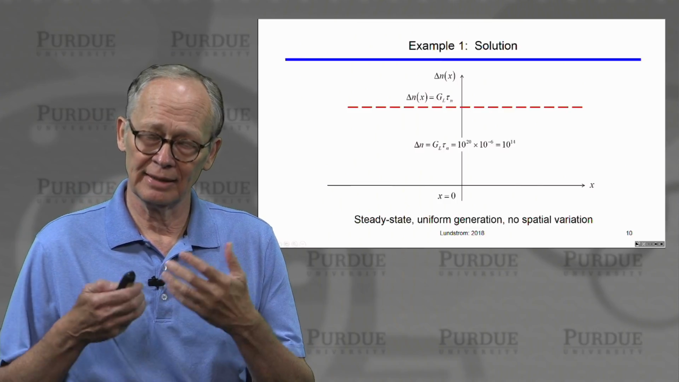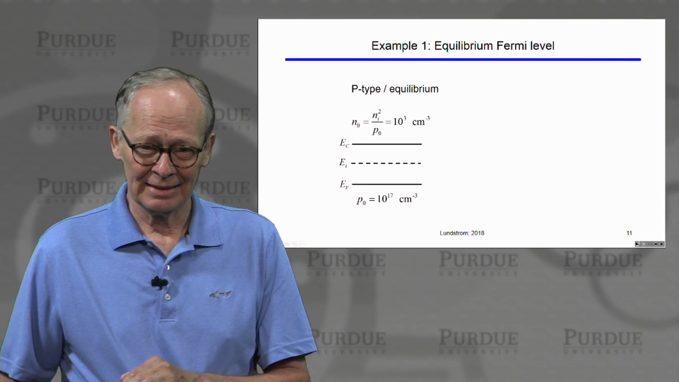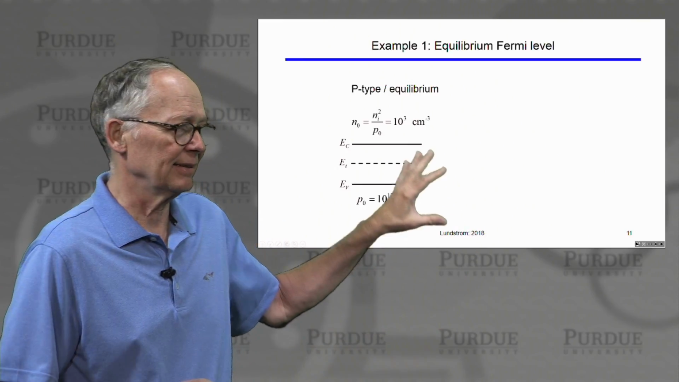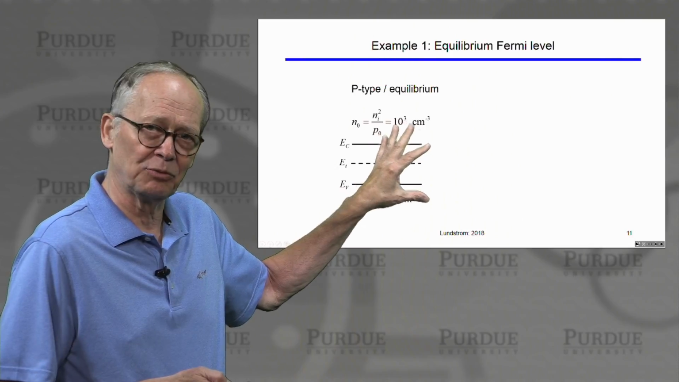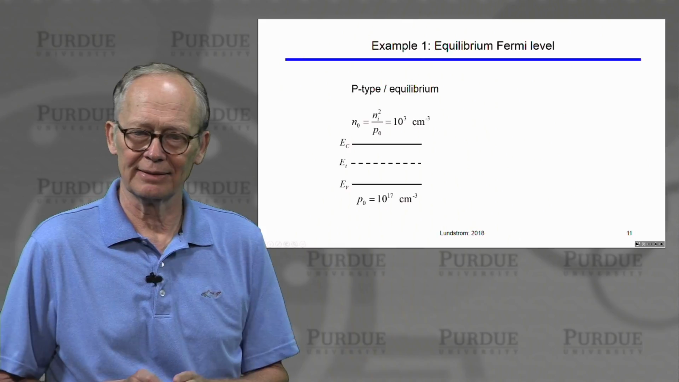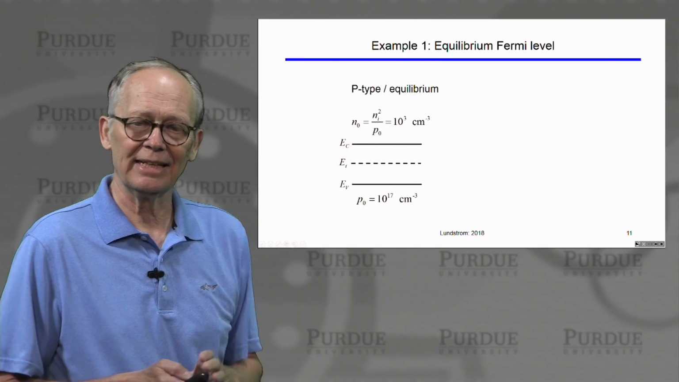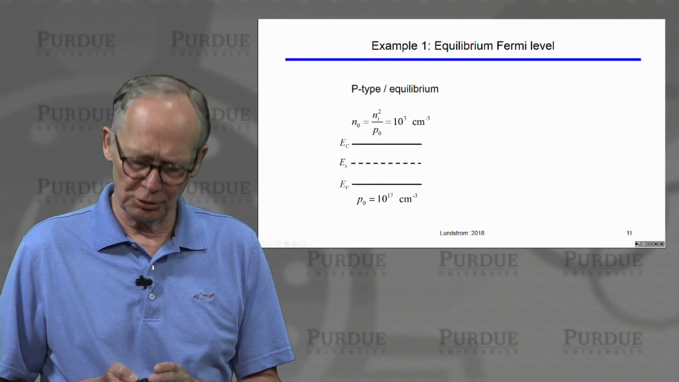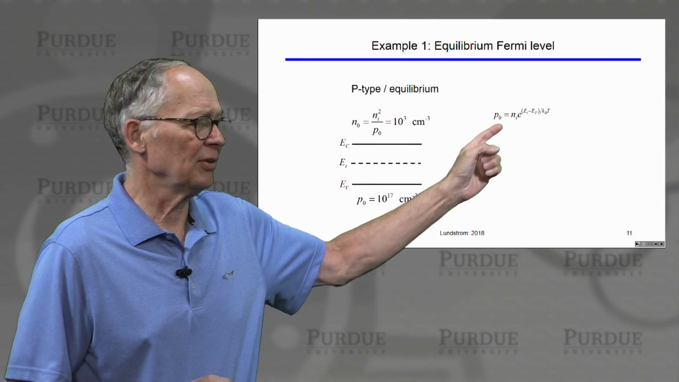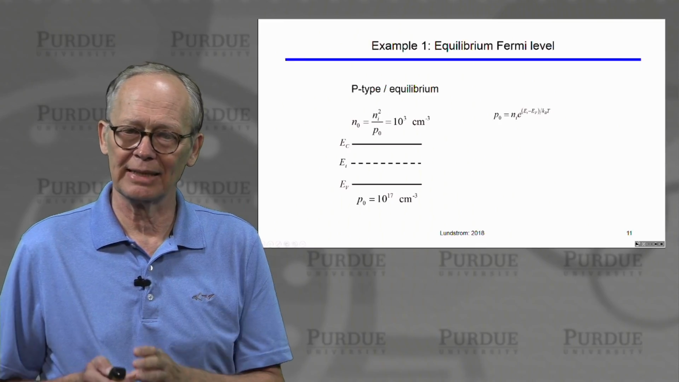So we've generated a uniform concentration of minority carriers. Now to deduce the Fermi levels, quasi-Fermi levels, let's go back to the equilibrium case before we turned the light on. We had a p-type semiconductor doped at 10 to the 17th. The minority electron concentration in equilibrium is just 10 to the 3rd per cubic centimeter. If we want to deduce the Fermi level, we can set 10 to the 17th equal to Ni times e to the Ei minus Ef.